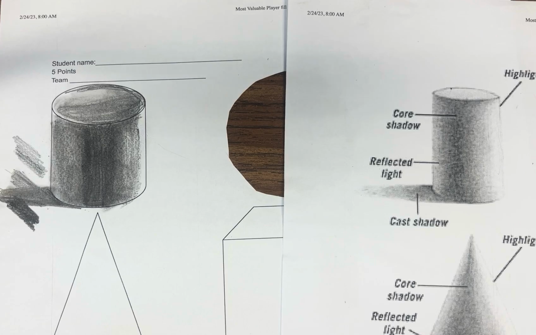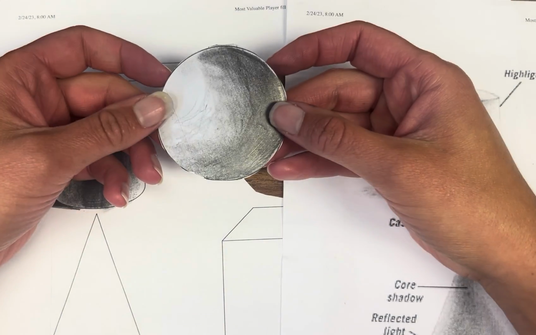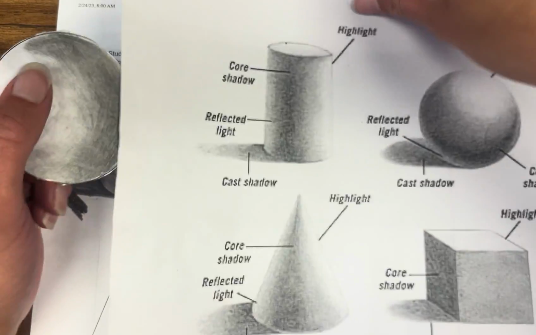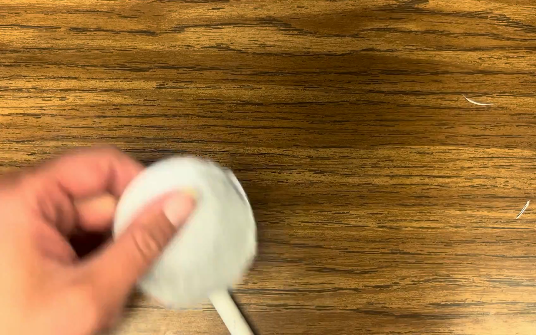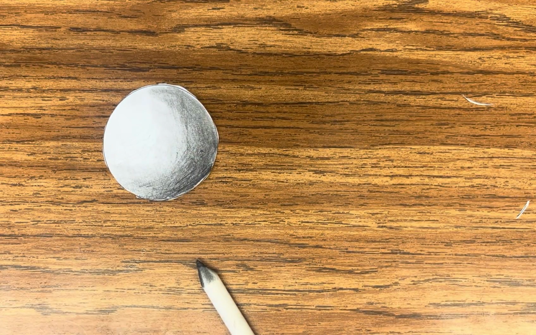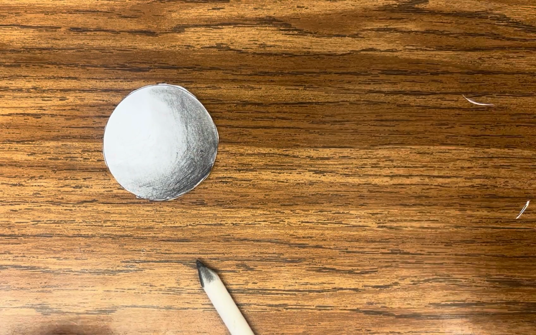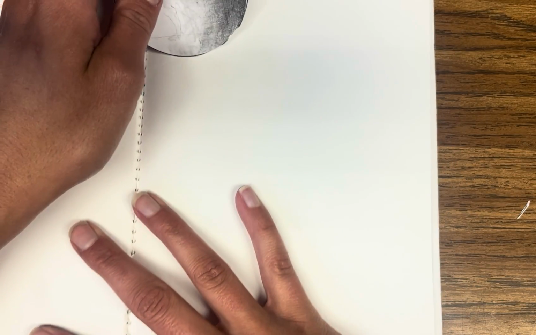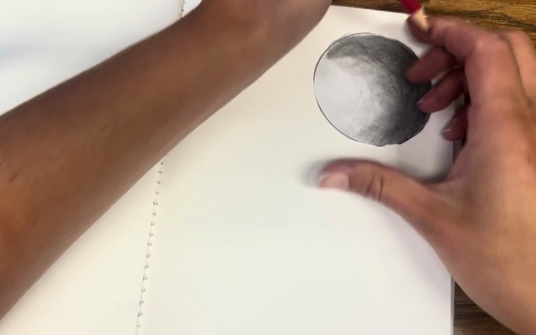Once you have shaded all 4 values, you're going to pick one to cut out. Here is my sphere that I did a little bit ago. This I'm going to incorporate into my visual journal entry for this week. Make sure that you have it open to a page, and make sure that you have labeled that page.